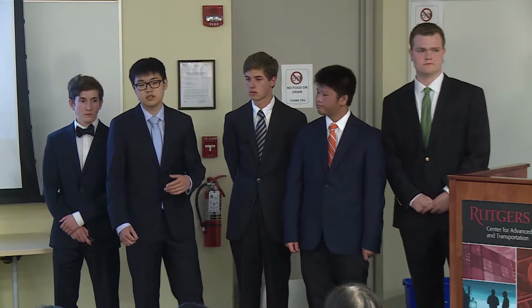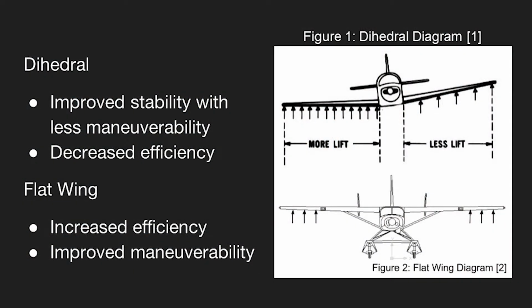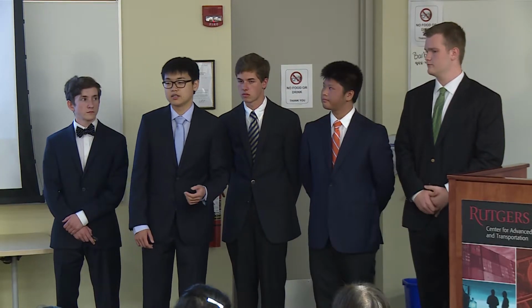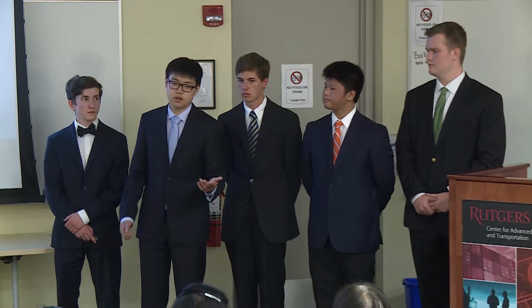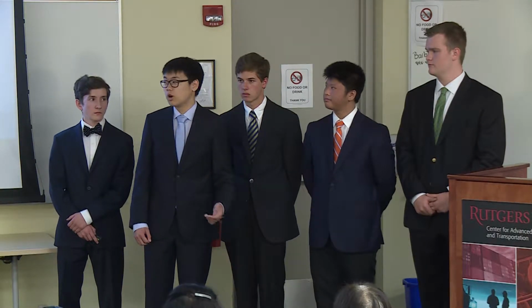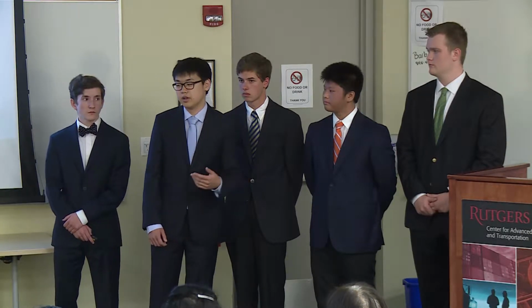So the two wing designs that we considered for this project were the dihedral angle and the flat wing design. The dihedral angle is where both wings are slightly angled upward, and this causes a decrease in efficiency because the lift vectors are not perpendicular to the wing. So why would we want to use this angle? Well, it sacrifices efficiency for stability.